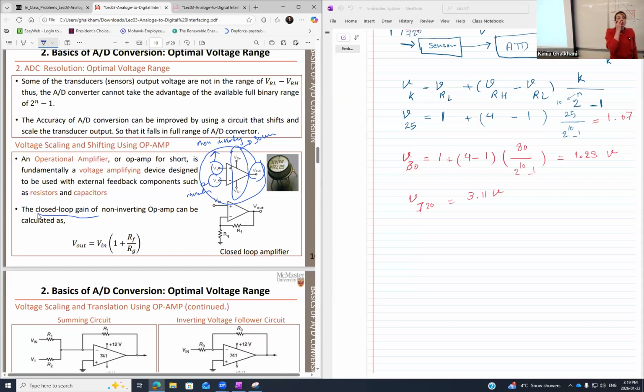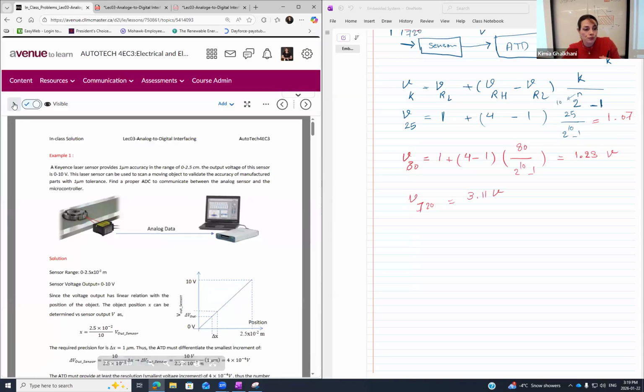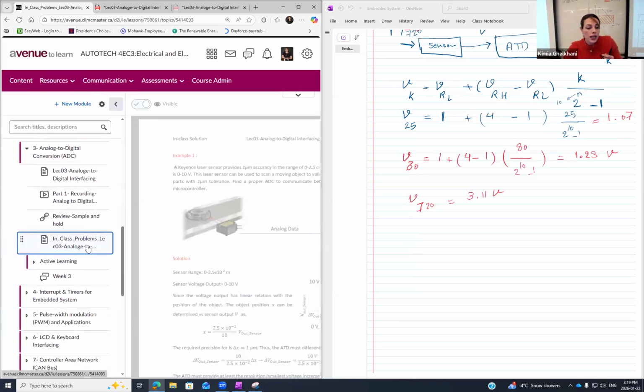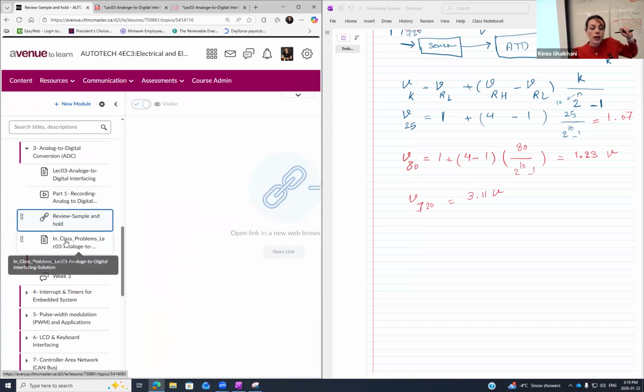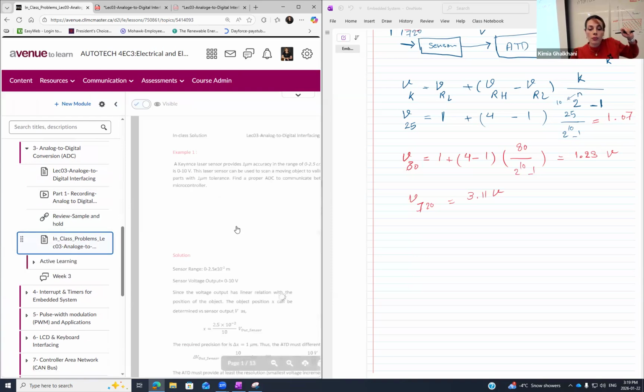I already also summarized this one in another document in case somebody needs more detail, and I uploaded it on Avenue. You can see it in there as well. I'm going to quickly show you. Right in here, in addition to everything, I have one review, sample and hold. This is the recording, but I have this review of sample and hold, and I have more explanation about all those solved examples, which I just said, right in here, in case you want more detail.